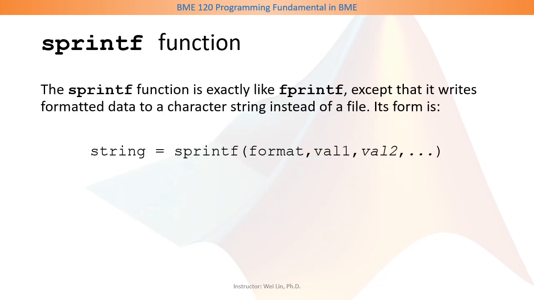The sprintf function is exactly like the fprintf function. The only difference is it writes the formatted data into a character string instead of a file, and that character string can be stored in a variable. The form of the sprintf function is like this. When you look at this form, it is exactly the same as the fprintf function. But the only difference is that it will not output the string on the command window. Instead, it stores the string in a variable.